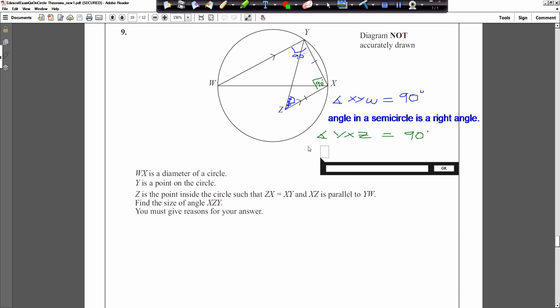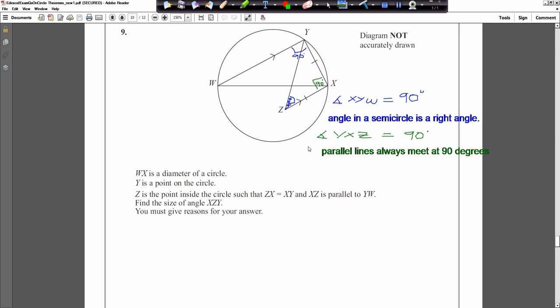Okay, why is that 90? Because parallel lines. Okay, now you've got parallel lines there. If you've got a straight line going across 90 degrees, they have to meet at 90, isn't it? So that's the explanation for that. So we've done those two bits. Now, if you know that's 90, what else do we know? Let's go to a black color now.